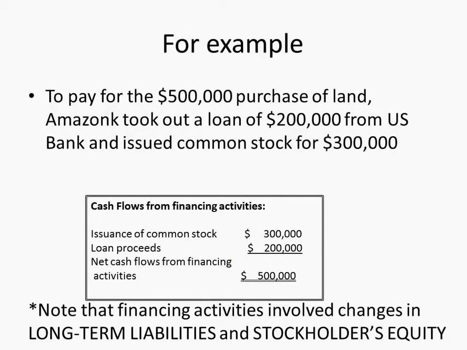To pay for the $500,000 purchase of land, Amazon took out a loan of $200,000 from U.S. Bank and issued common stock for $300,000. So in the cash flow from financing activities: issuance of common stock $300,000, loan proceeds $200,000, net cash flow from financing activities $500,000. Again, just to reiterate, the financing activities involve changes in long-term liabilities and stockholders' equity.